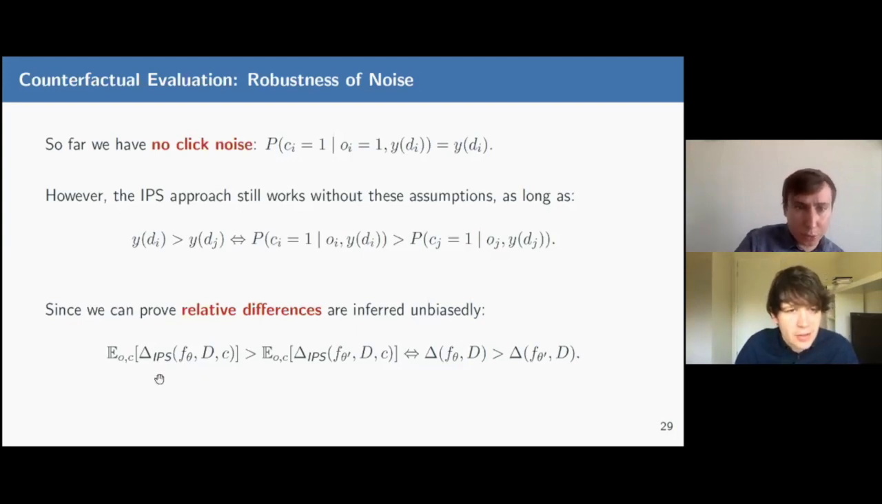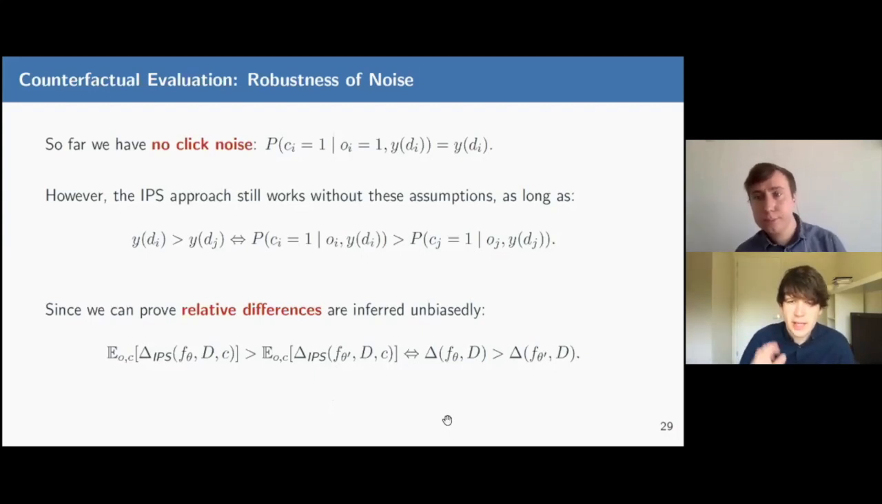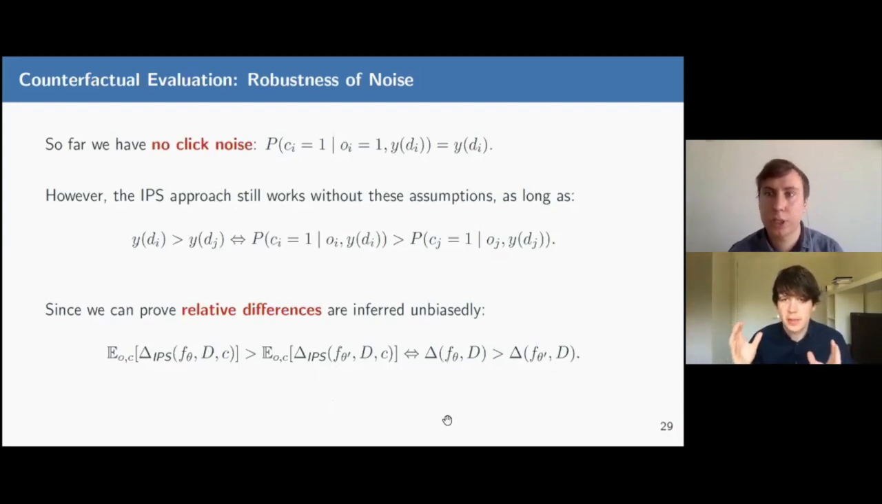Okay, sure. So what we have here is we again go over this expectation of our IPS estimator of two models, f theta and f theta prime. And what we can show here is that in expectation, if model f theta is better than model f theta prime, then our estimator will also show this in expectation. So it's relative. These two statements are equivalent, essentially. So with noise, you won't get the exact value, but you will at least know if one is better than the other. Exactly, which is typically what you're interested in.